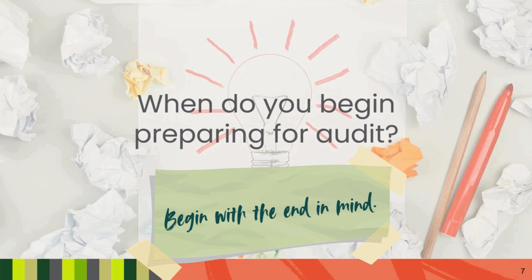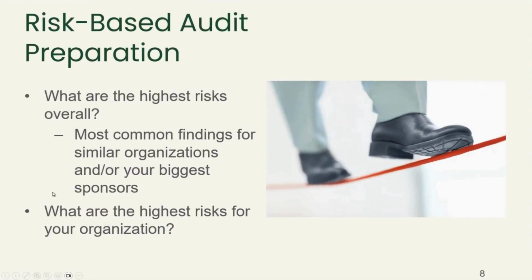So if you can't possibly ensure that everything is perfect and you haven't got enough resources to devote to audit readiness specifically, how do you determine the best use of the resources you do have? Well, that's something that we have talked about a bit. We talked about risk-based audit preparation. What this means is that you're taking an approach to risk with the idea of putting the most resources toward mitigating your most serious risk at your institution. So you look at what the highest risks are overall, the most common findings for similar organizations and/or your biggest sponsors, and then you can determine what the highest risks are for us here at CSU.